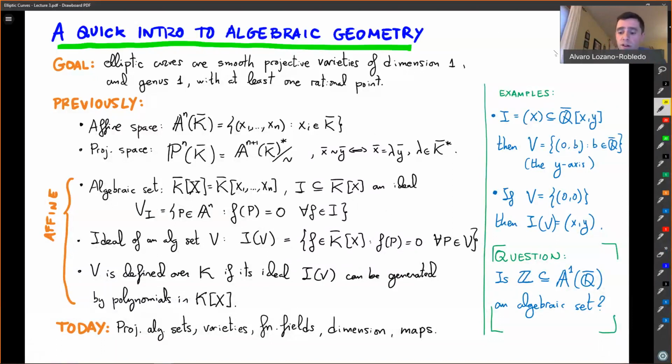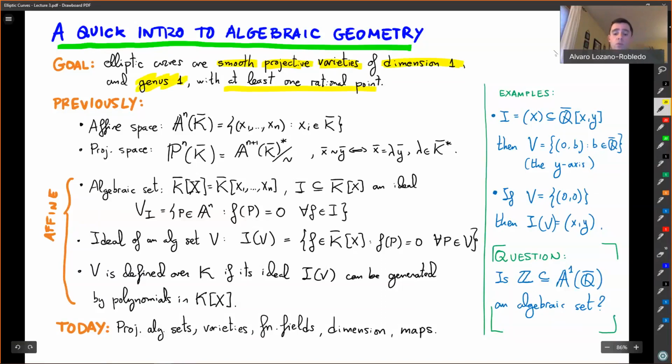So last time we started talking about projective space. Today we're going to introduce varieties. We're going to say, what does it mean for a variety to have dimension 1? We're going to say, what does it mean to be smooth? And then next time, we'll talk about the genus of a variety, of a curve. And well, we know what it means to have at least one rational point.